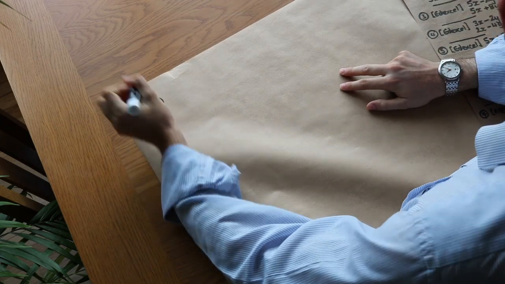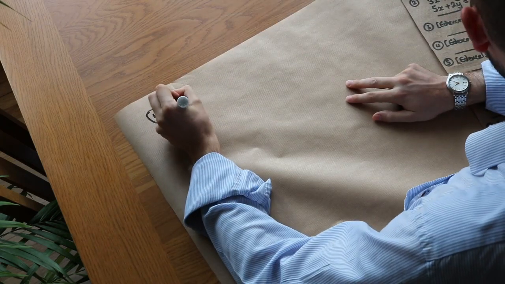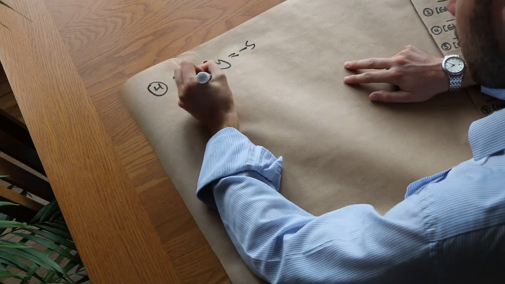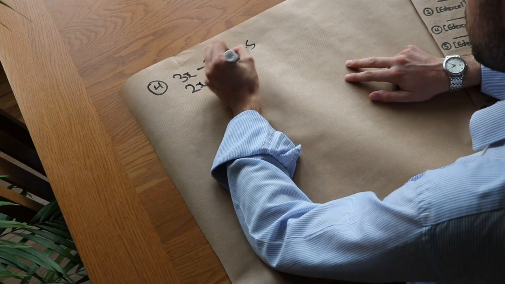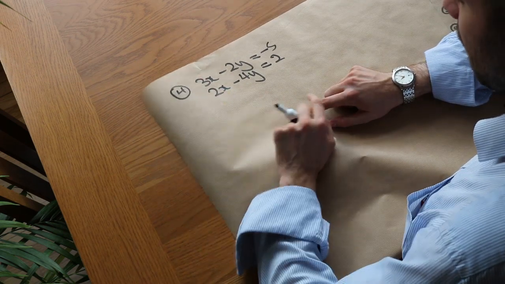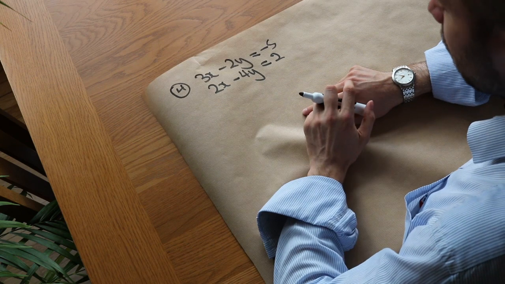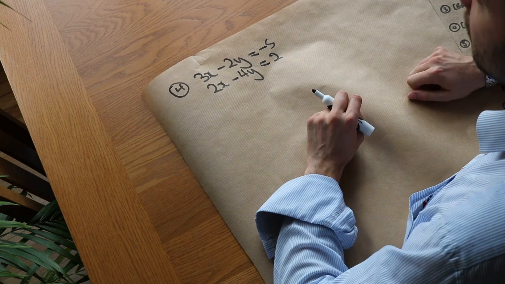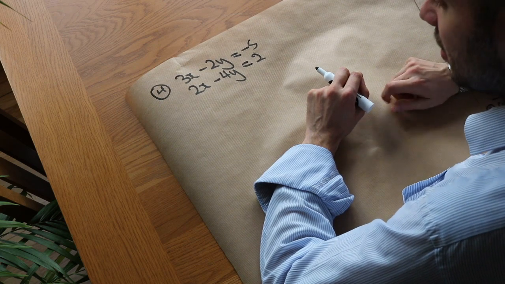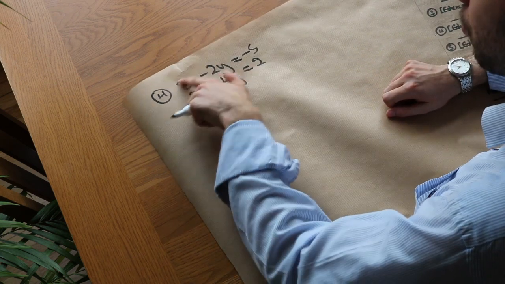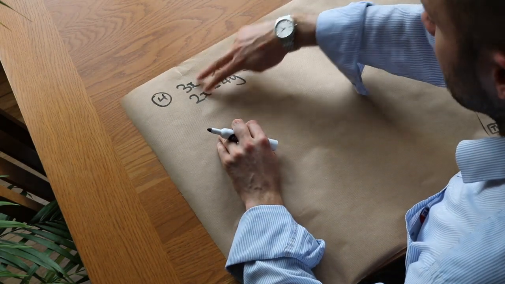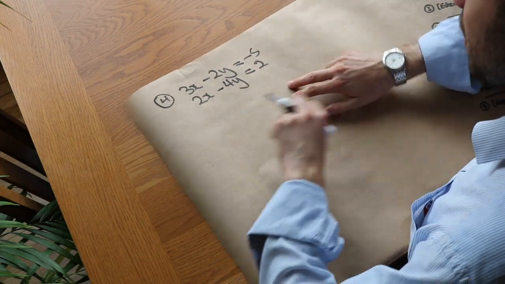We've got 3x minus 2y equals minus 5, and we've got 2x minus 4y is equal to 2. Now this time the numbers in front of the x aren't the same, the 3 and 2 aren't the same, and the numbers in front of the y aren't the same either. So we know that adding or subtracting the two equations is not going to make anything cancel. So what we have to do this time is scale either one or both of the equations so that either the x terms are the same or the y terms are the same.